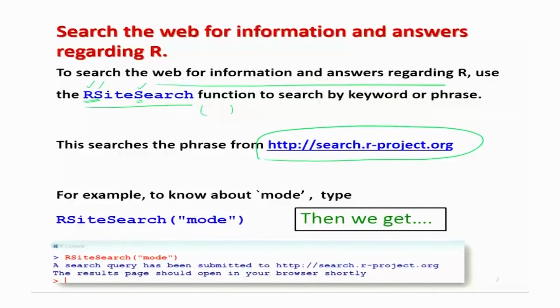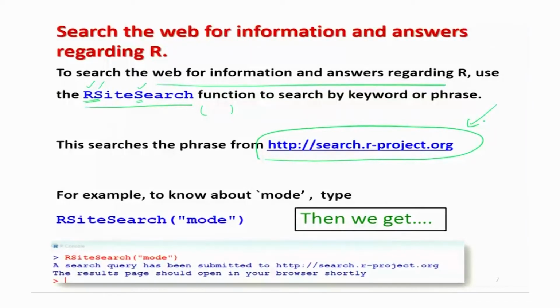The difference is that if you try to go to any search engine, like for example Google, and look for that word, possibly it will give you many websites where those things are available. But when you are trying to do it from inside the R software, it will be restricted only to this site.